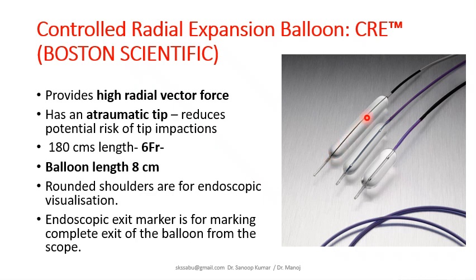The balloon length is fixed, and it is an 8 centimeter balloon length, which we use for esophageal ones. The shoulders that you see are rounded shoulders, and they help in endoscopic visualization once it comes out of the endoscope. The endoscopic exit marks are also there, which help us know that complete exit has happened.